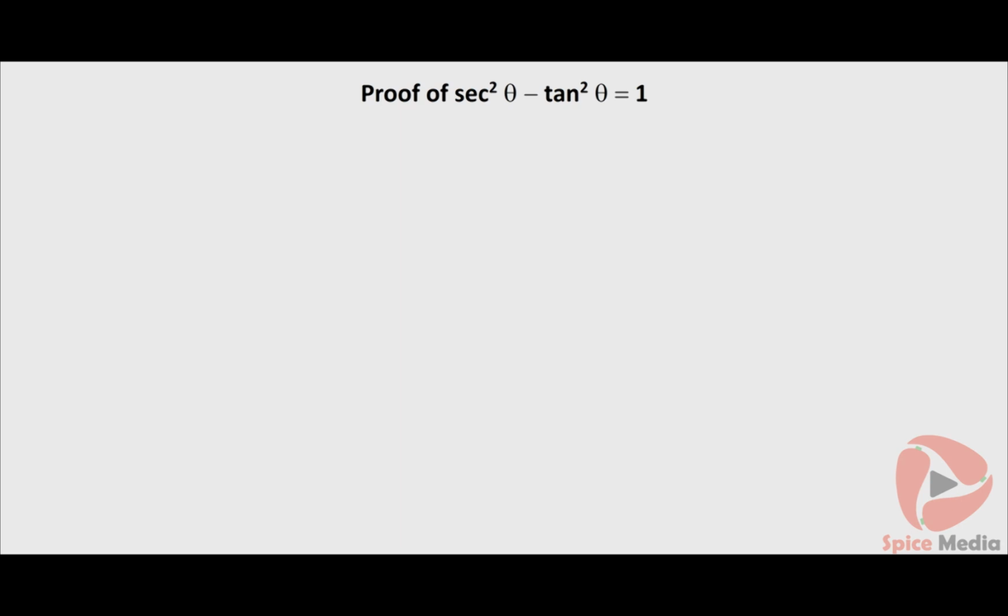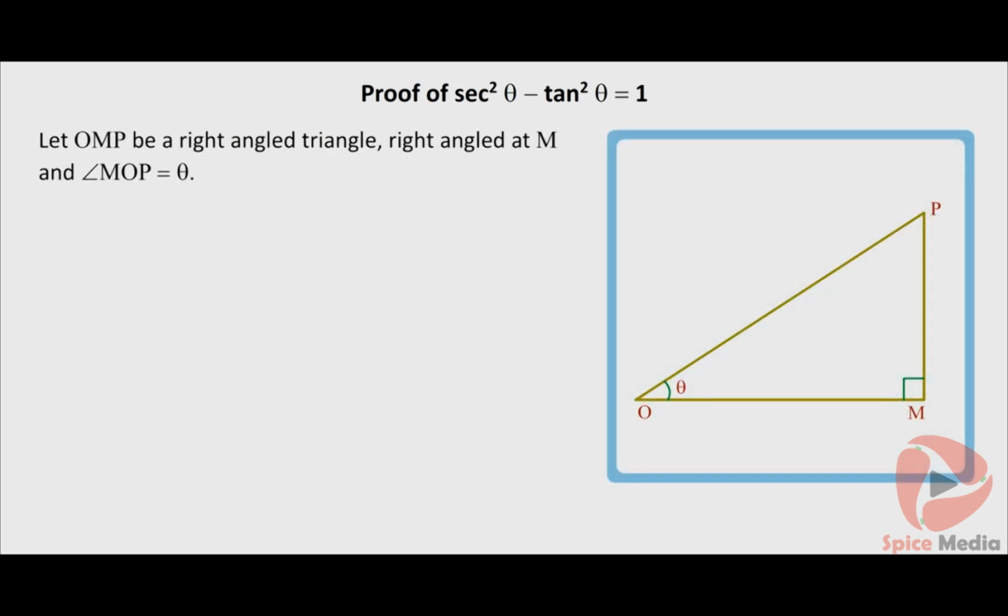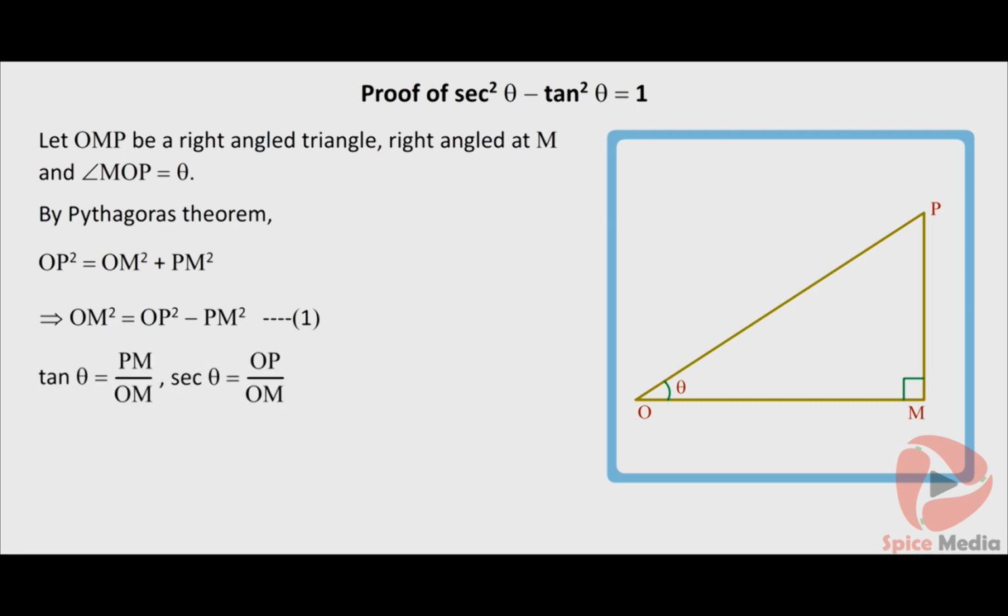Let us prove the identity secant squared theta minus tan squared theta is equal to 1. Let OMP be a right-angled triangle, right-angled at M and angle MOP is equal to theta. By Pythagoras theorem, OP squared is equal to OM squared plus PM squared, which implies OM squared is equal to OP squared minus PM squared. Tan theta is equal to PM by OM. Secant theta is equal to OP by OM.